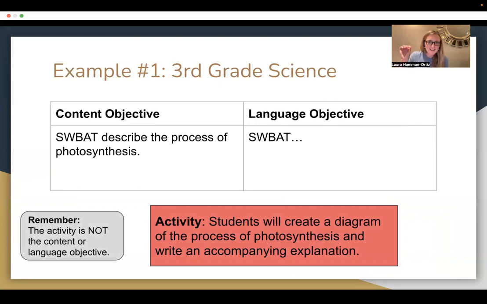And I want to point out here that this activity is not the content or the language objective. Sometimes when I work with teachers, the objectives end up being the activity or the task itself, but not the content goal or the language learning goal. So the activity is what they're doing so that they can master the content objective and language objective that you've set. So this is the activity that is being done with this group of students.